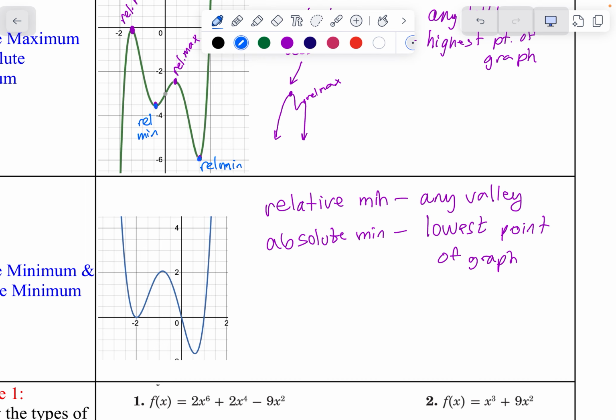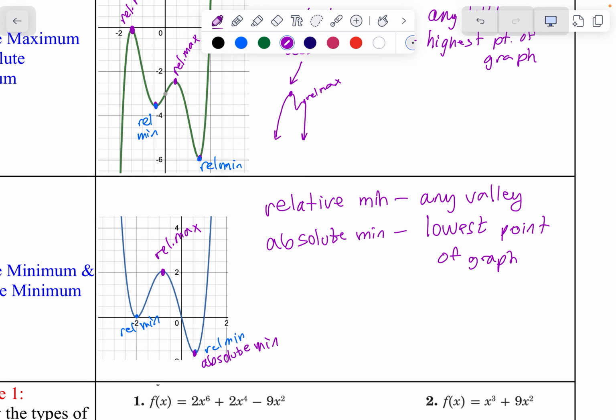If we look at this graph, let's look at the extrema that are there. These are relative mins. The valleys, relative mins. There is one relative max, a peak, a hilltop. But this one is special because it is an absolute minimum as well. It is the lowest point ever.